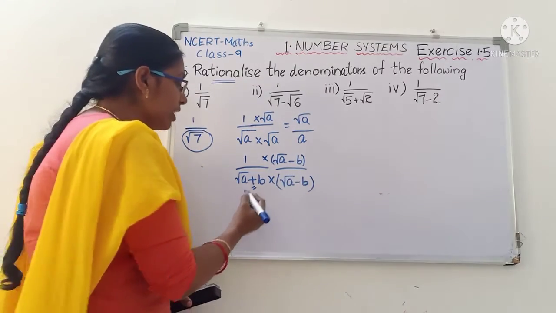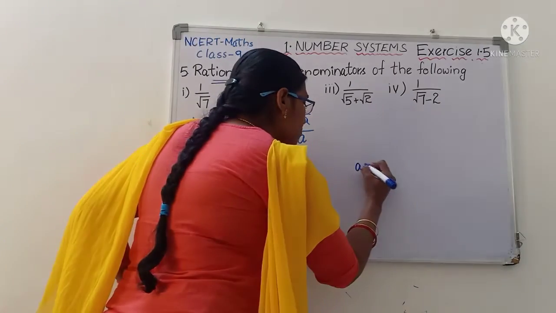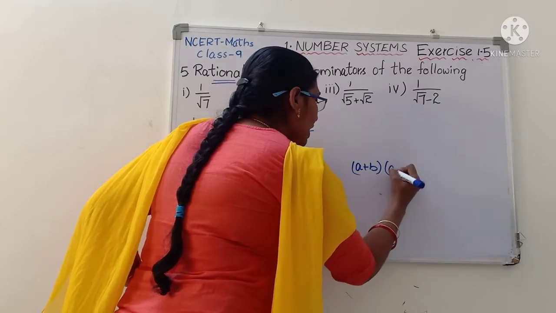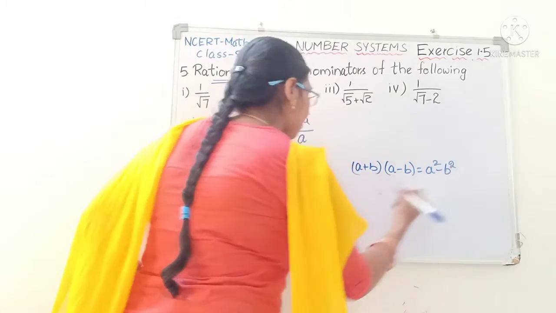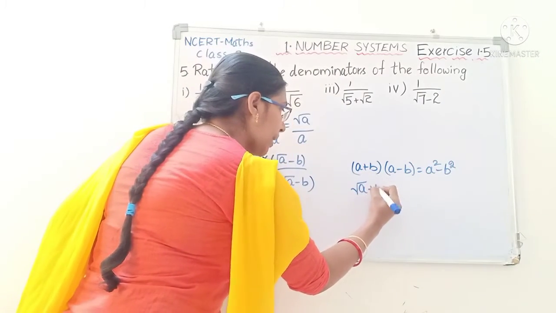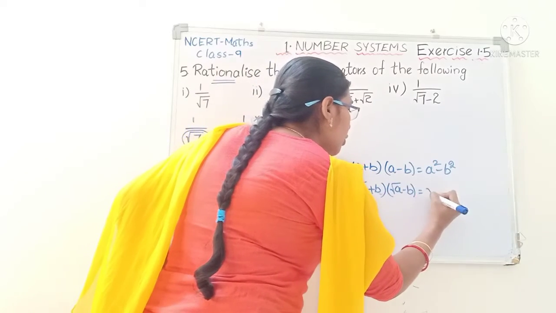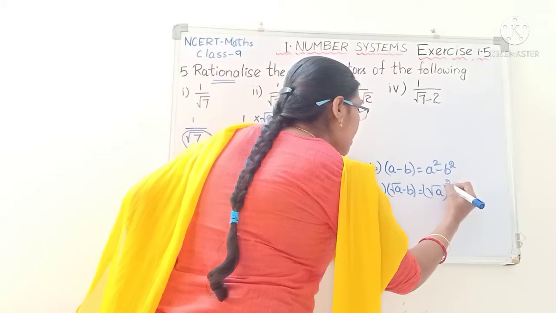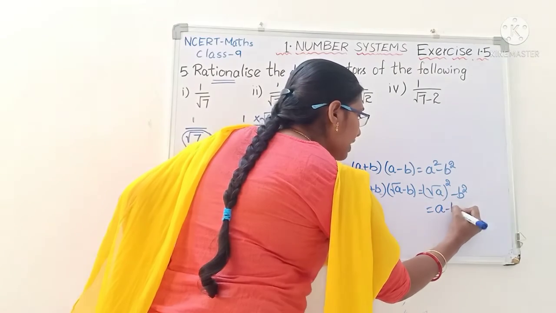Okay children, why are you doing this? Why are you multiplying with minus children? Because a plus b into a minus b is what? A square minus b square. So root a plus b into root a minus b, if you do, you get root a whole square minus b square. That means root a whole square is a, minus b square.